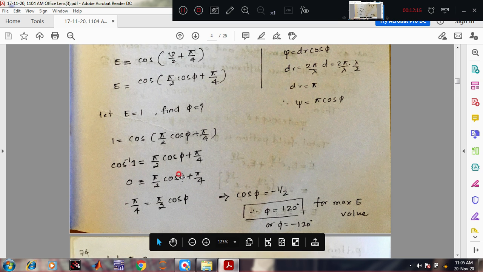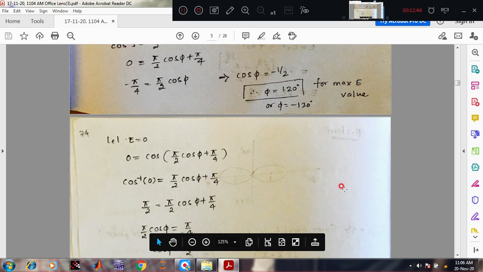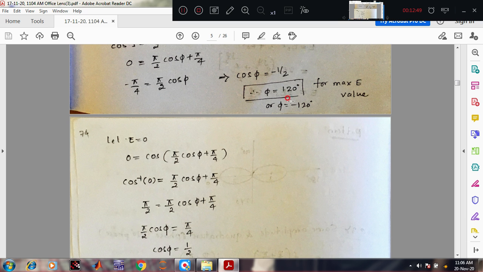So I want to get the value of this phi, right? Take this one to this side, minus pi by 4, pi by 2 cos phi, just multiply. So this one, 2 and pi will get cancelled, minus 1 by 2. Cos phi will be what? Minus 1 by 2. So what is the value of phi? To get minus 1 by 2 as a cos function, phi will be cos inverse of minus 1 by 2, that will be 120 degree or minus 120 degree for the maximum value of E. Now see, this is the maximum value. The pattern will be maximum when phi is 120 degree or minus 120 degree.